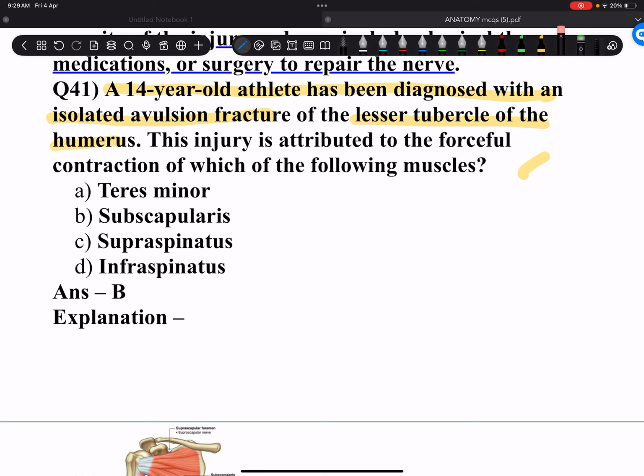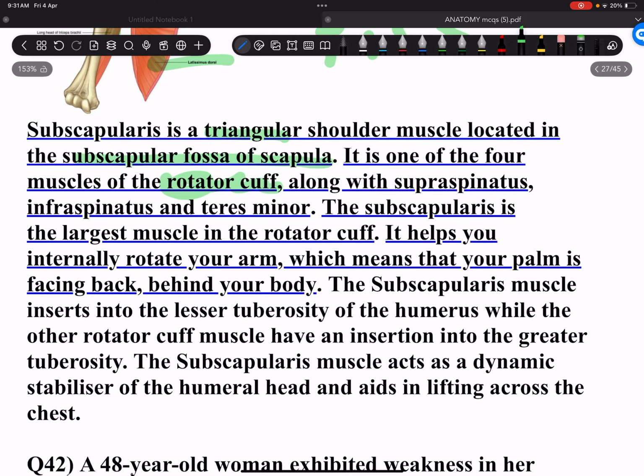Let's see what the subscapularis is. The subscapularis is a triangular shoulder muscle located in the subscapular fossa of the scapula. It is one of the four muscles of the rotator cuff. For the rotator cuff, the mnemonic is SITS, right? It is one of the four muscles along with supraspinatus, infraspinatus, teres minor and subscapularis. Sometimes a choice of teres major comes, so you have to rule it out.